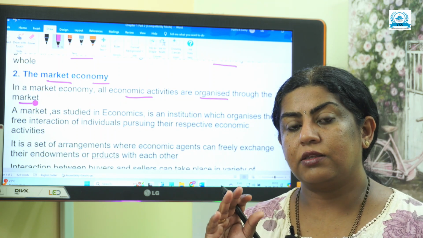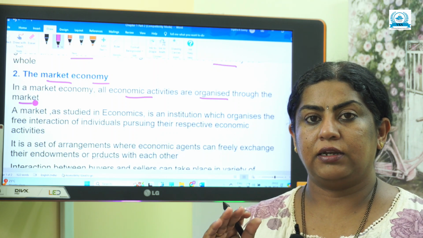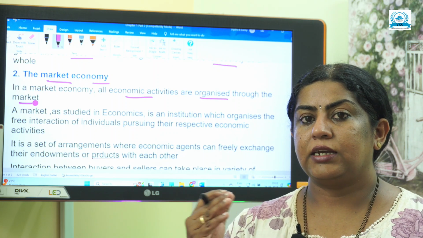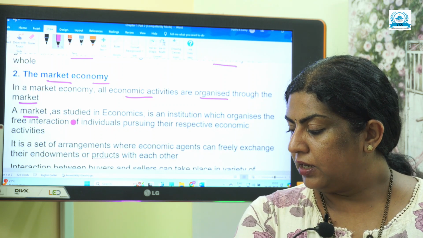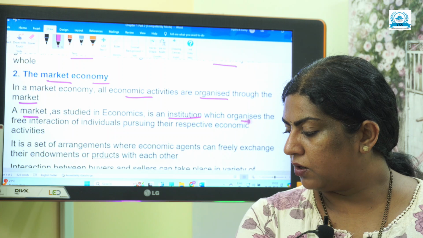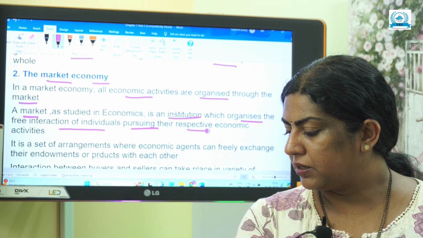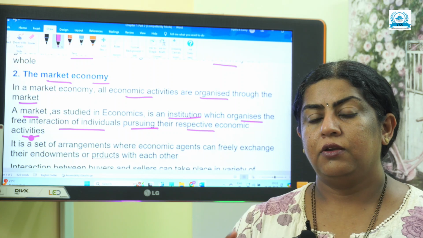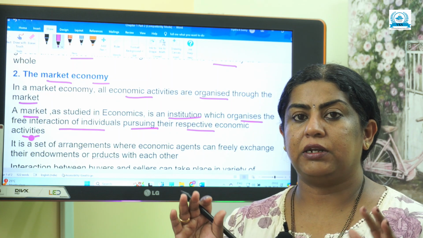Now what is the concept of market in economics? It will not be the normal market which we think. What is a market as studied in economics? A market as studied in economics is an institution which organizes the free interaction of individuals pursuing their respective economic activity. So there will be a group of people pursuing their respective economic activity.